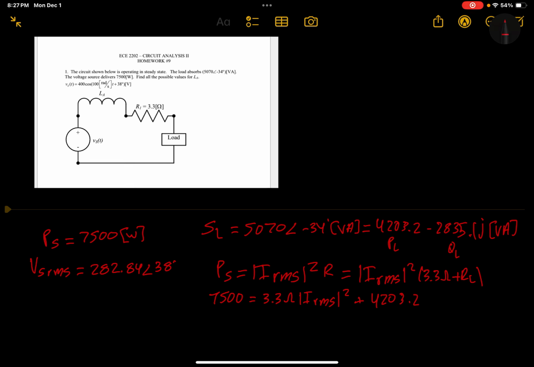And then solving for this, we get that IRMS squared is equal to 999 amps. Then we take the square root, and IRMS equals 31.607 amps. Okay.